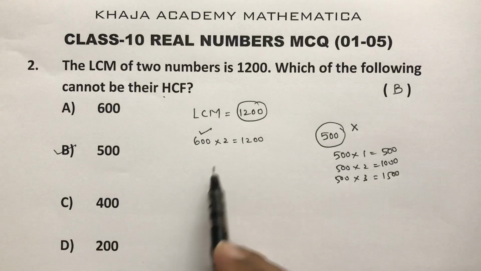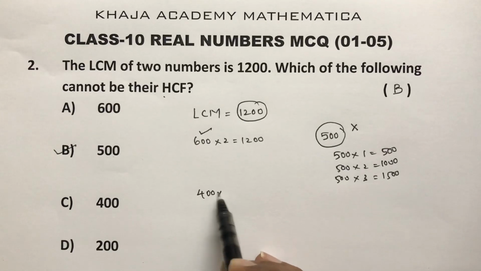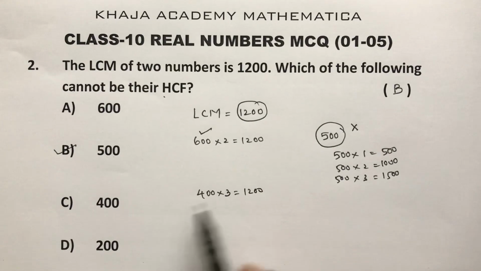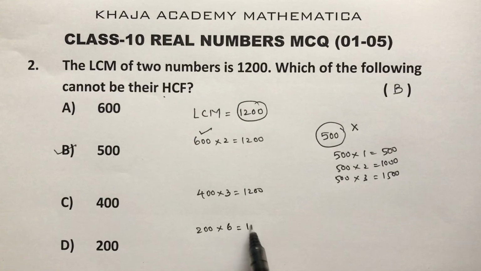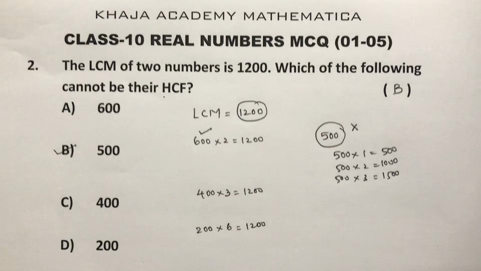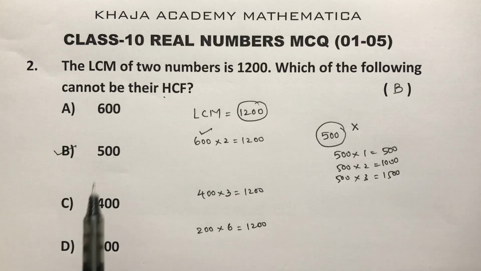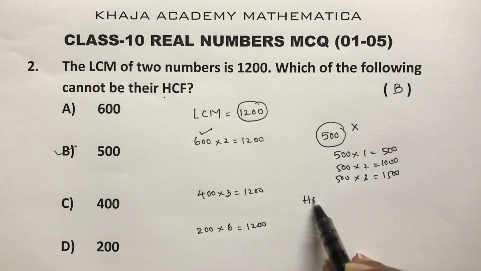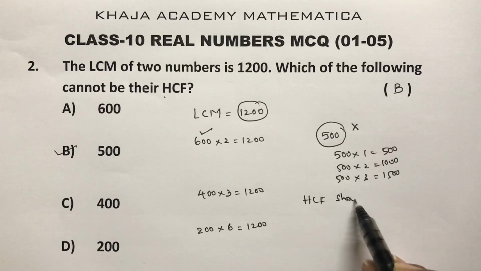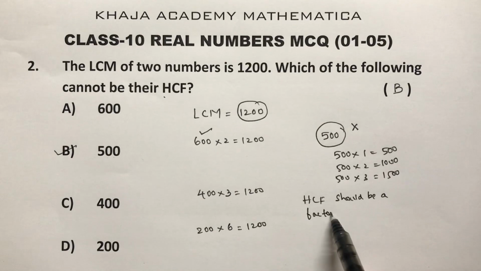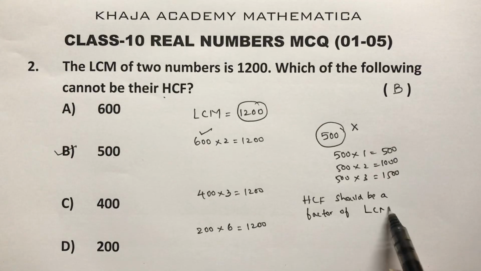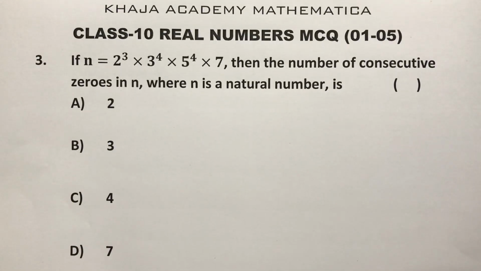So see, if you check 400, 400 times 3, it is a factor. It can be HCF. 200 times 6 is 1200. So this also can be a HCF. So remember that HCF should be a factor of LCM.